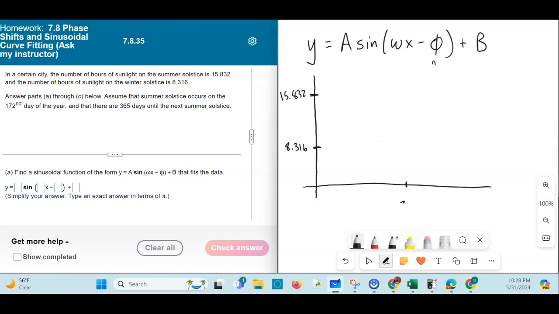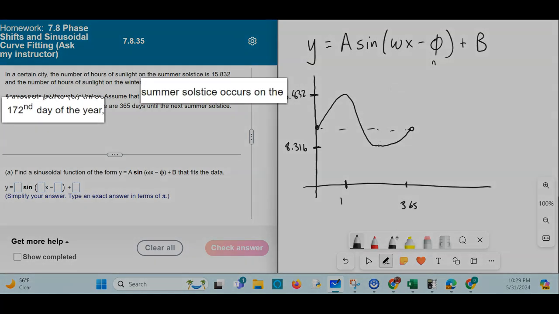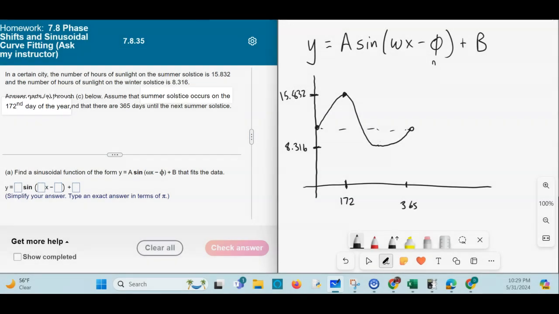Let's say there's 365. So that's like one full period, no matter where we are at time zero, somewhere in between these two. And we go up and we peak and we come back down and then we go back up again. When we get to that height that we started from, that would be a full period. And what we're told is at somewhere around the 172nd day, we're at our peak.